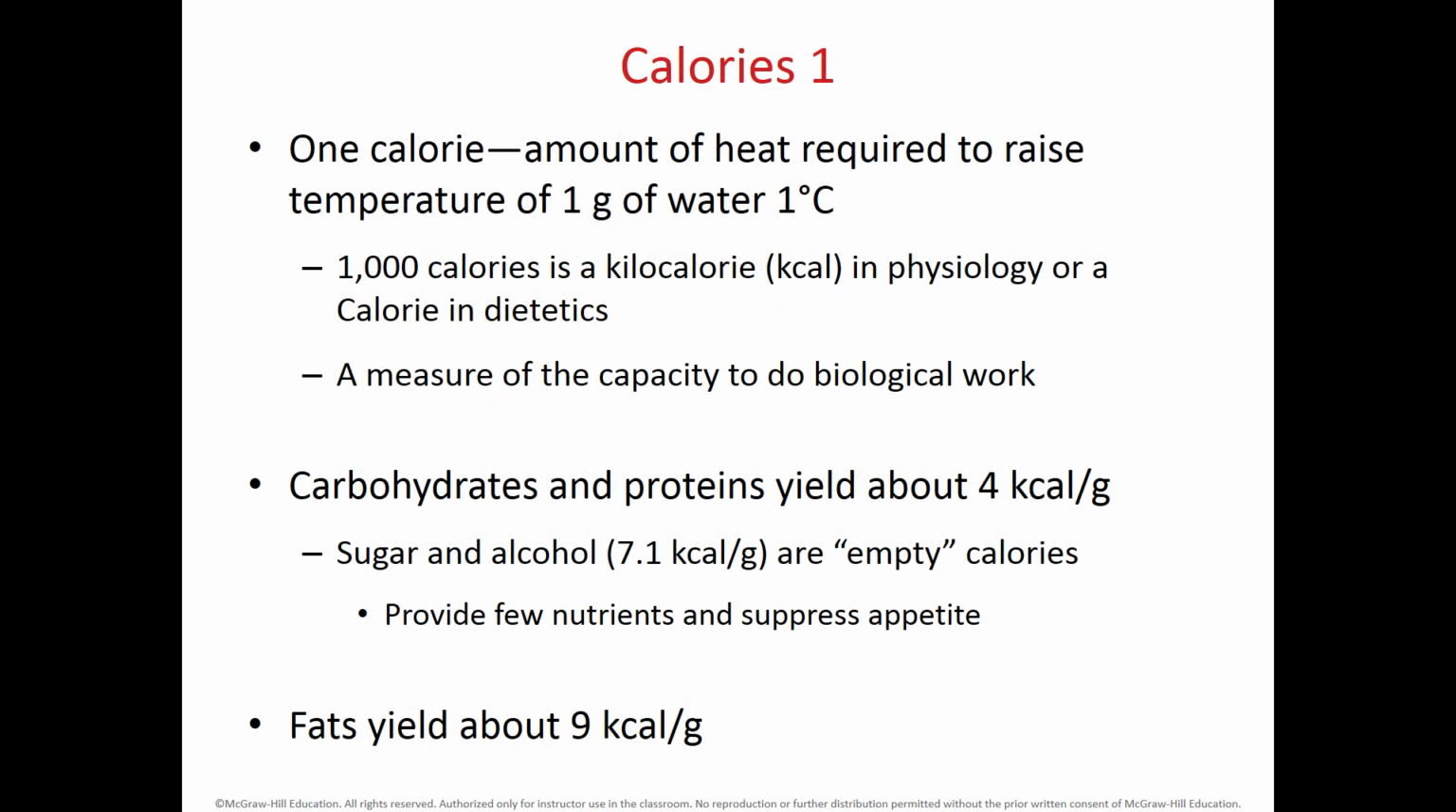Now, we measure the amount of energy in calories. 1 calorie is the amount of heat required to raise the temperature of 1 gram of water by 1 degree Celsius. And 1000 calories with a lowercase c is equivalent to 1 kilocalorie, which we write as 1 Calorie with a capital C. This is a measure of the capacity to do biological work. Carbohydrates and proteins yield 4 kilocalories per gram, and fats yield 9 kilocalories per gram. Alcohol yields 7.1 kilocalories per gram, but they are empty calories.